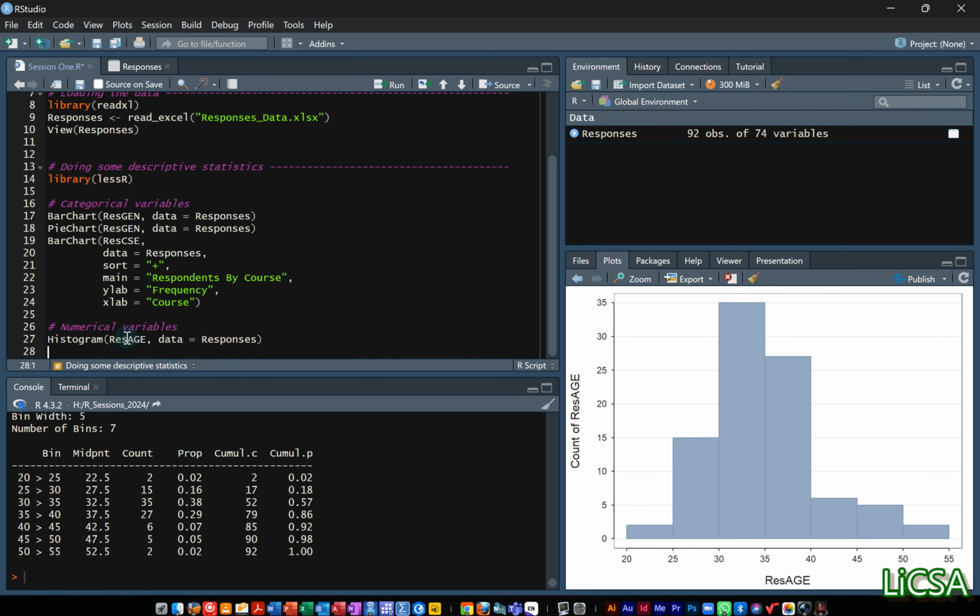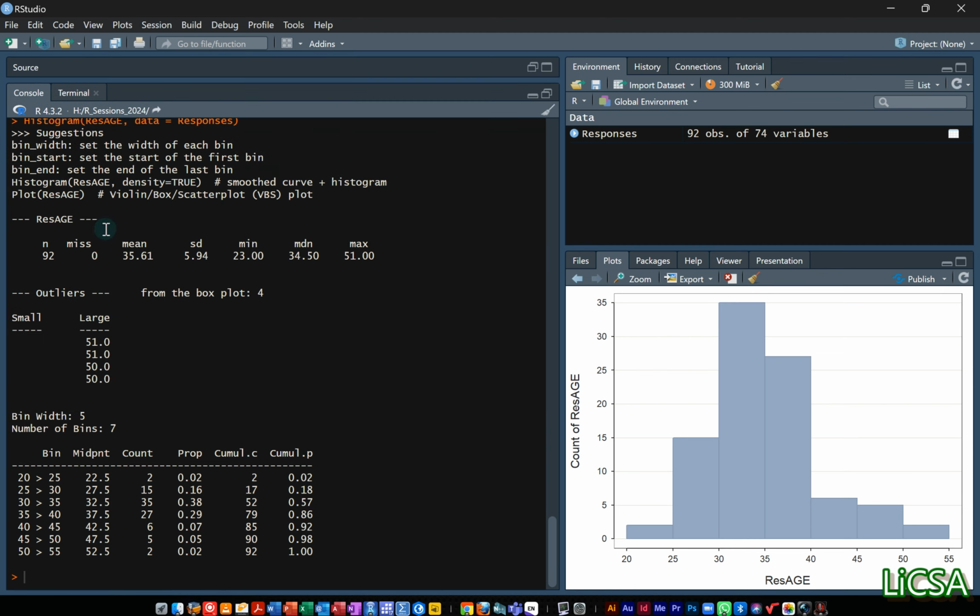You see what is happening? Just by putting histogram, it does a lot. It plots a histogram for us, but it also gives us all this detailed information. Starting with the number of observations, 92. It gives us the mean, the standard deviation, the minimum age of one respondent, the median, and the maximum. The oldest person was 51. It also gives us the outliers. We shall explain more about the outliers, but those are people who are beyond a certain number, and you have 50 and 51.